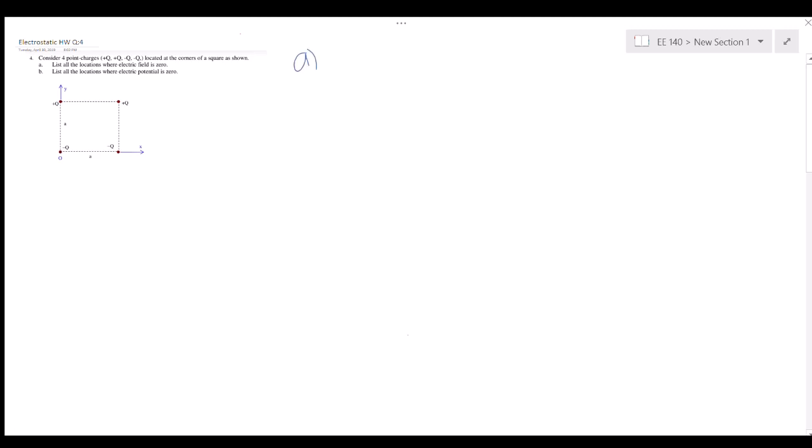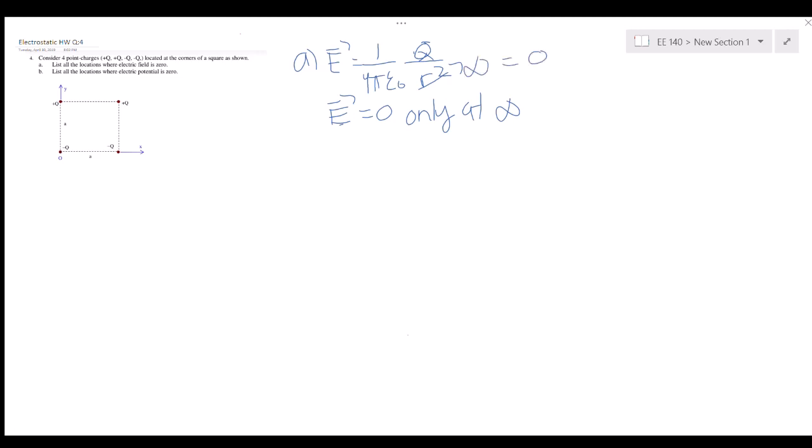So the electric field due to a point charge is 1 over 4 pi epsilon naught multiplied by the charge over the distance squared. So the electric field is 0 only at infinity. So when R is infinity, our electric field is equal to 0. So that is the answer for A.